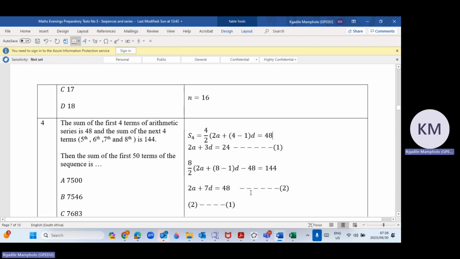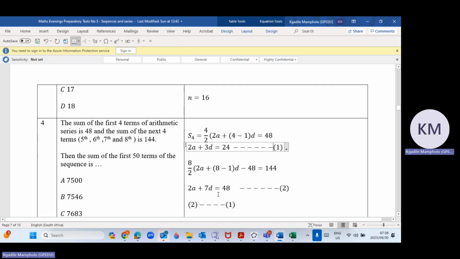Then it equals 144. Because the statement does not say the sum of the 8 terms you want is 144. It's the sum of the next 4 terms. It means that the first 4 terms must be excluded in this case. That is why we subtracted 48. Then the answer will be this.